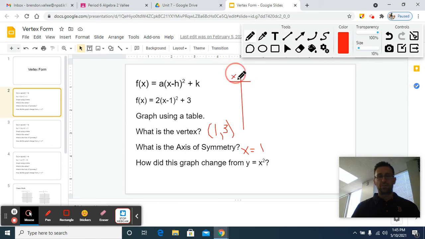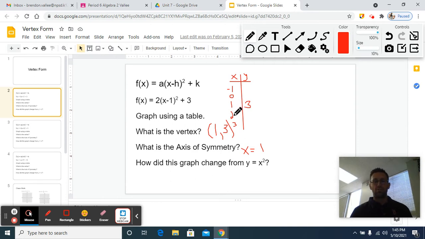So our x goes on the left, y goes on the right. Now we're going to put our vertex in the middle of our table. We're going to put 2 numbers above, 2 numbers below. And we're going to plug these numbers into our calculator into this formula.